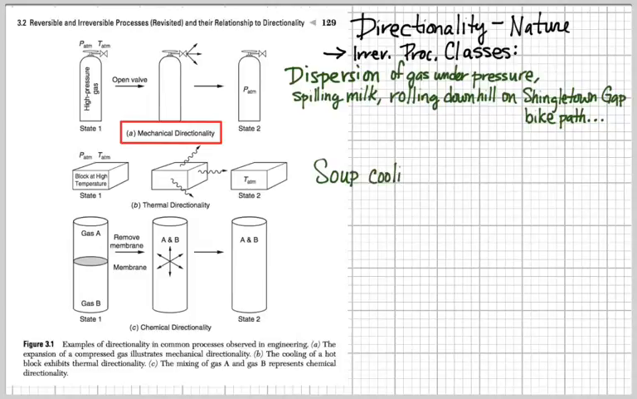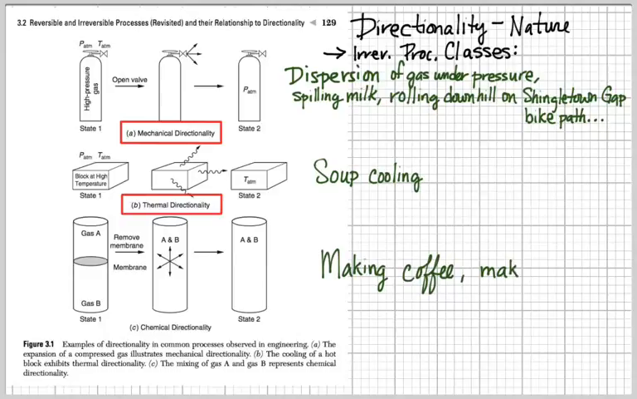Second one is going to be thermal directionality. Thermal directionality is like soup cooling, right? You don't expect soup to magically, spontaneously become warm. That makes no sense. The only way I'd get soup to warm is if I connected it to a heat pump like a microwave and warmed it back up. So thermal directionality. And then the third is chemical directionality.